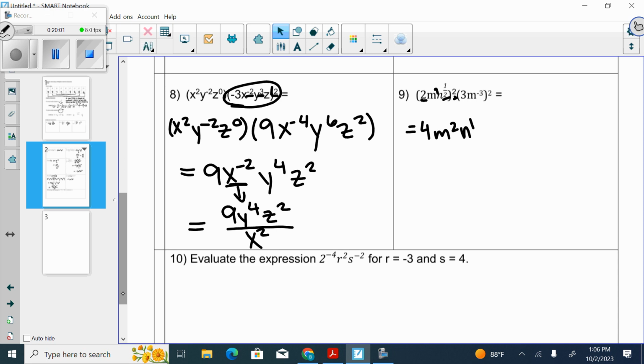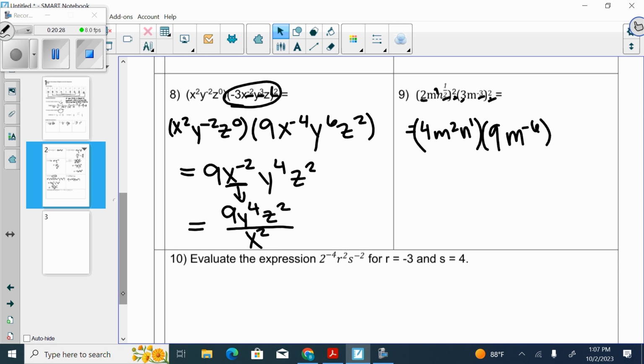Okay? Now I've got to do this other piece over here. So I got 3 squared. What's 3 squared? 9. And then for m, what am I going to do with those 2 exponents? Multiply them. What's -3 times 2? -6. Good. All right, now we can multiply.